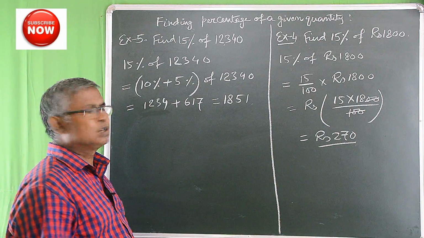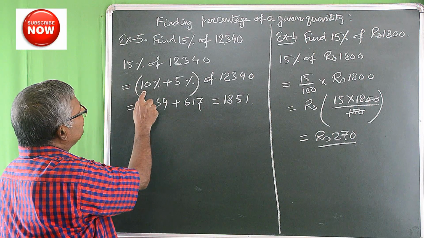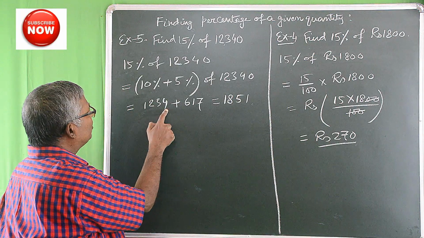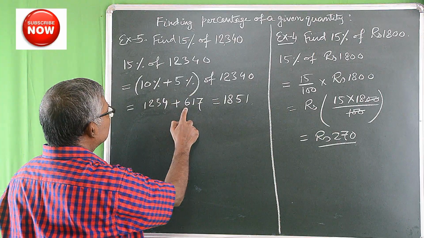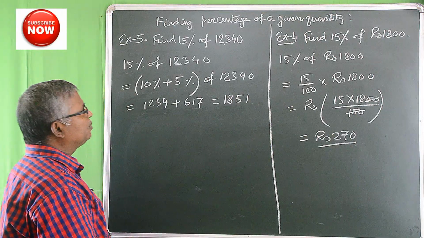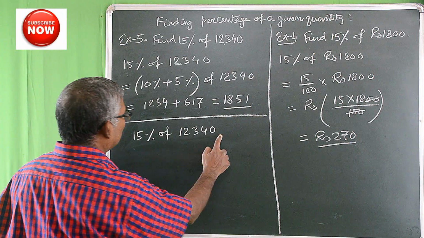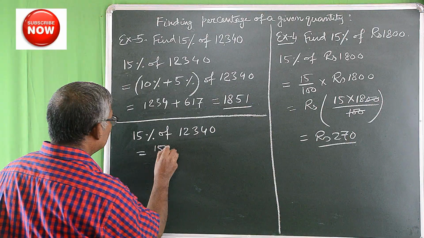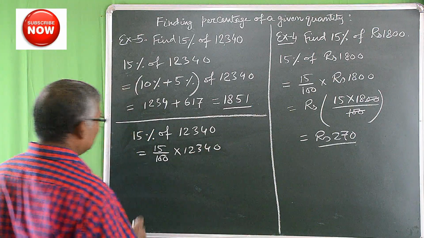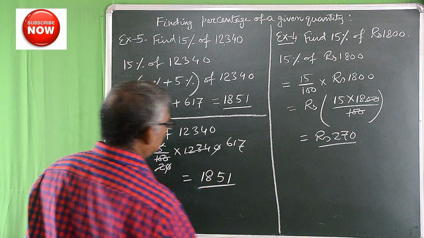Students, whenever we are calculating 15% of a number, we can write 15% as 10% plus 5% of that number. 10% is 1234, therefore 5% of the number is 617, just half of it. So it is 1851. Students, you can also calculate 15% of 12,340 directly. This can be written as 15 by 100 into 12340. So we get 1851.